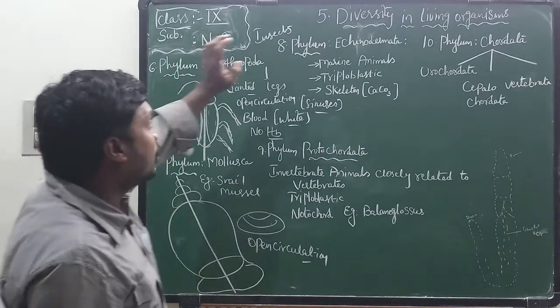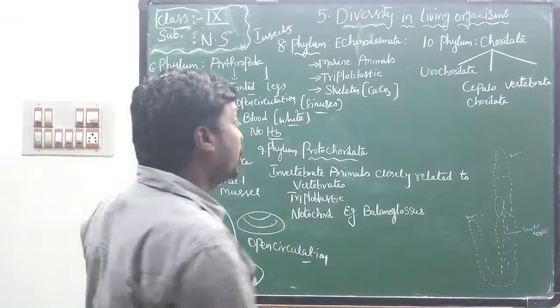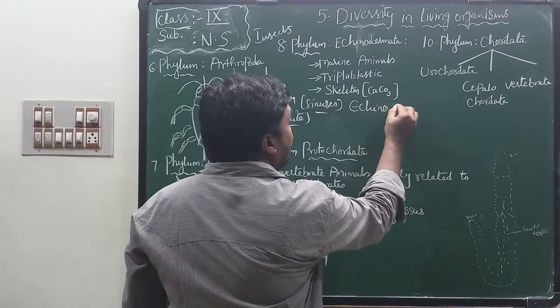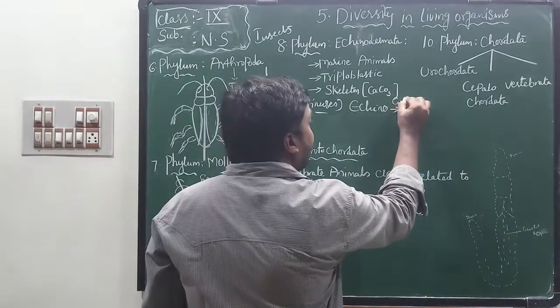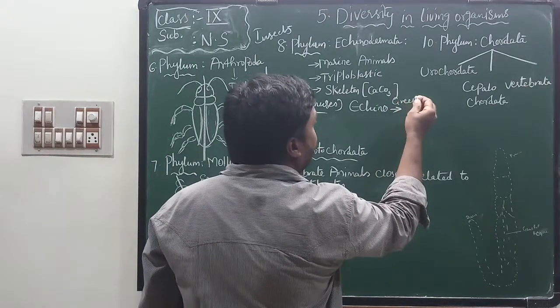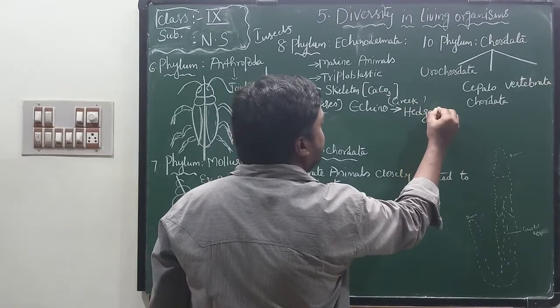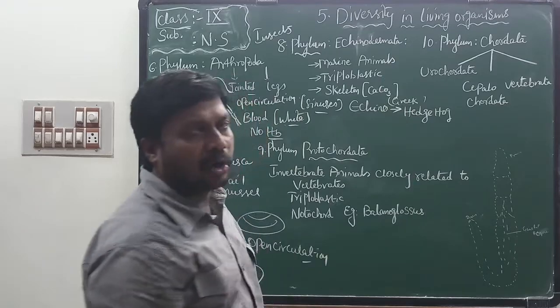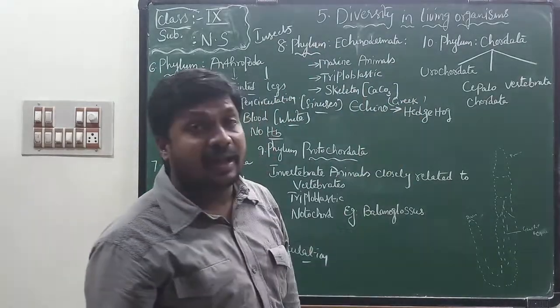Next I will explain about the next phylum, that is Echinodermata. Do you know? Echino is a Greek word. In English the meaning is hedgehog. Echinodermata means hedgehog. It is not an English word. It is a Greek word. In English the meaning is hedgehog.